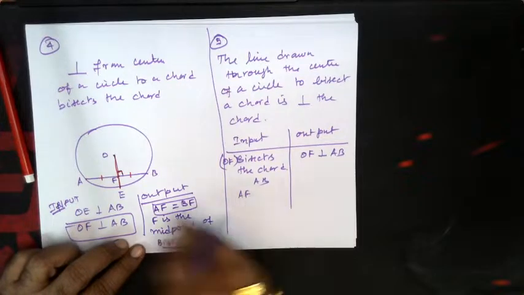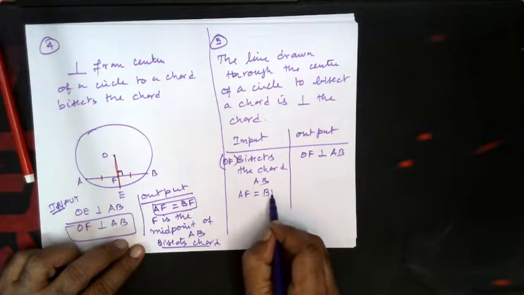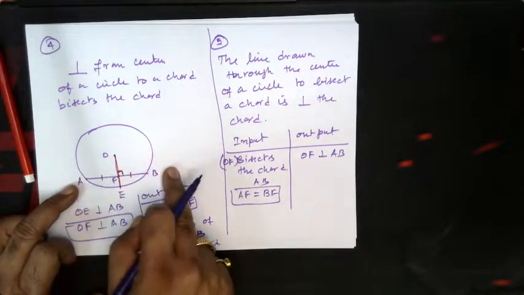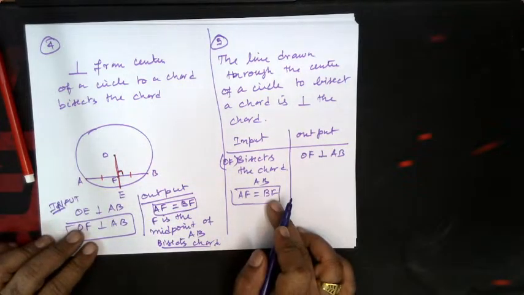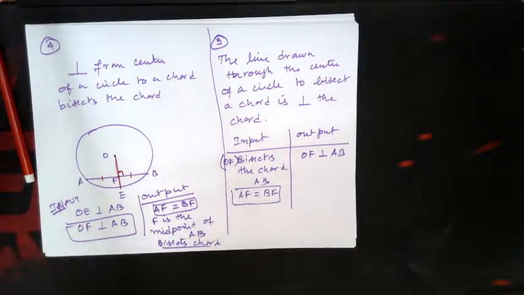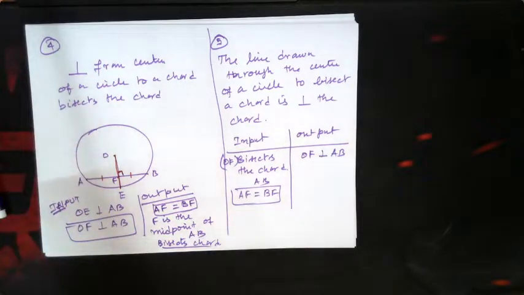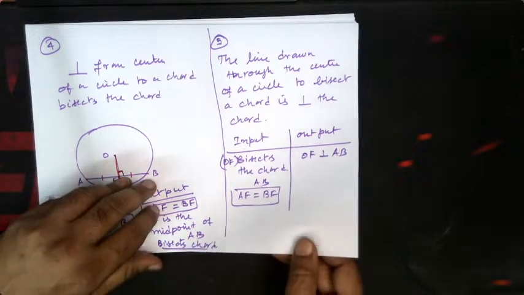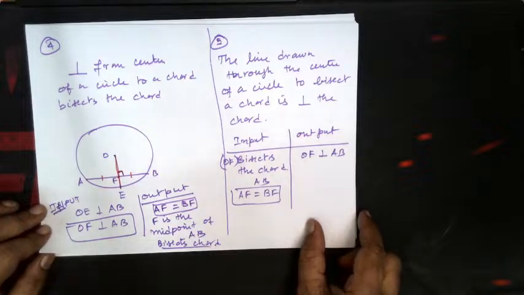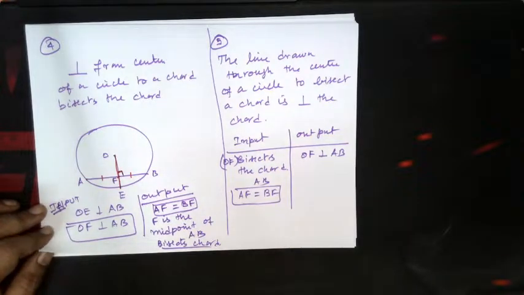And in this case, when AF is equal to BF, that means it bisects, is it not? So AF is equal to BF means OF is perpendicular to AB. You just have to reverse this. Do you understand? Right, let us move to the next one. Have you noted down? Right, let me move to the next concept.